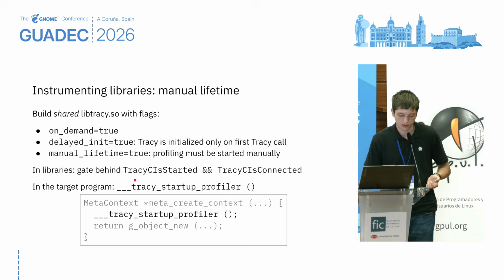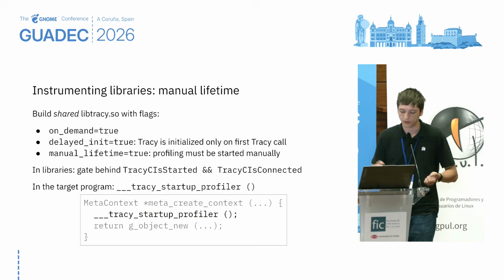So now if I record a Mutter, well, first of all, another consideration. For these libraries, which are used in a bunch of applications, you also need the delayed init and manual lifetime compile flags, which make it so Tracy is not even initialized until you call this Tracy startup profiler. So in Mutter, in meta create context, I added the Tracy startup profiler call. So in Mutter, Tracy will start up and run, but in all other programs that use GJS, it will be completely inactive, and will not affect performance in any way.